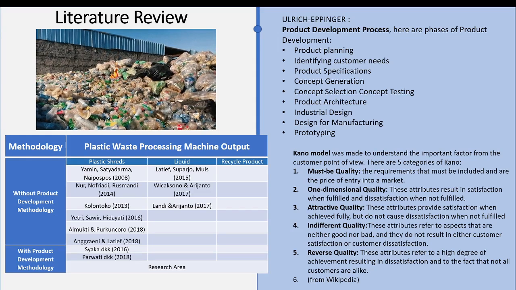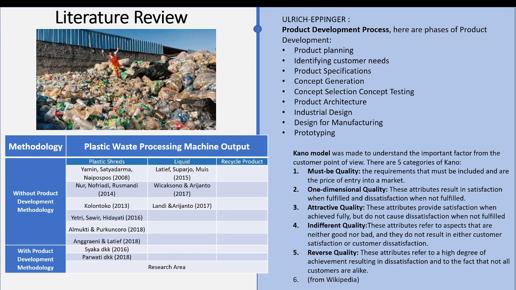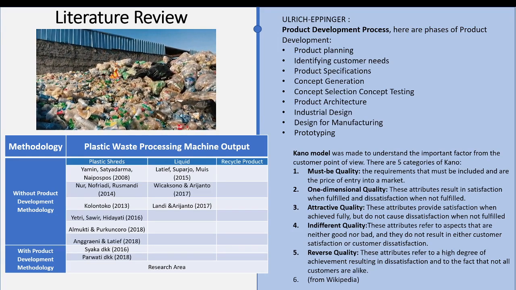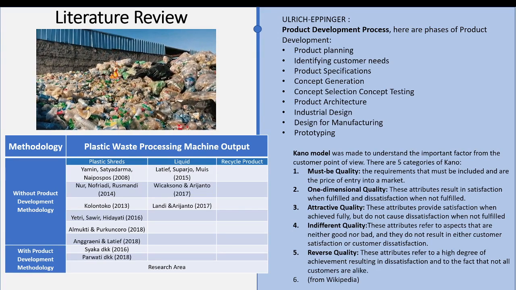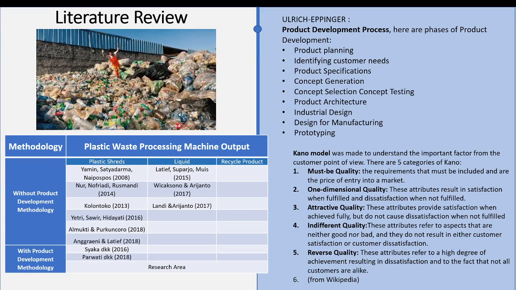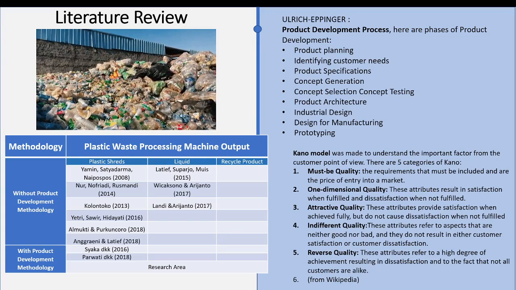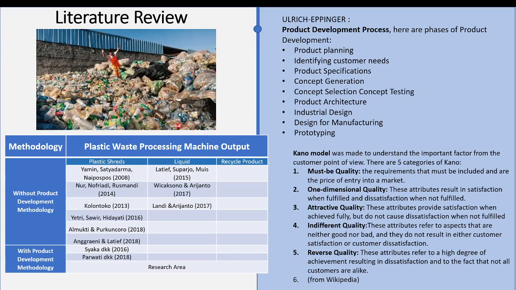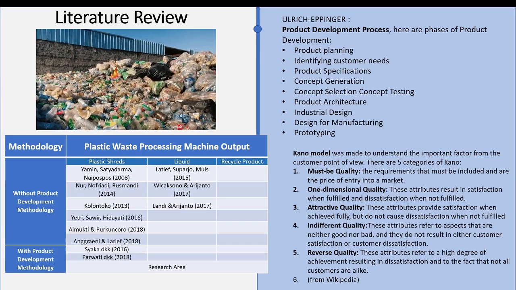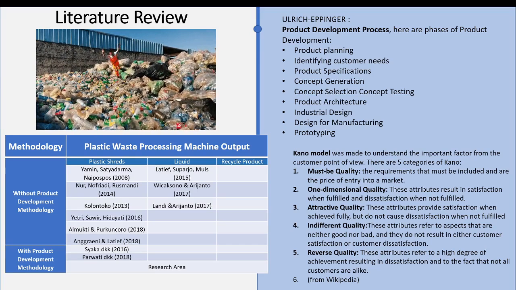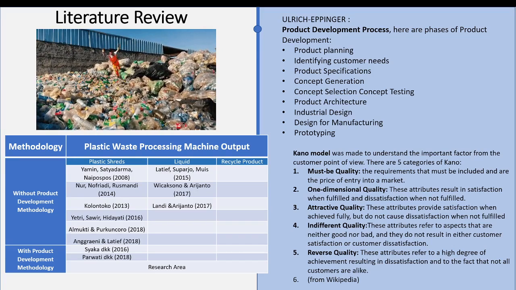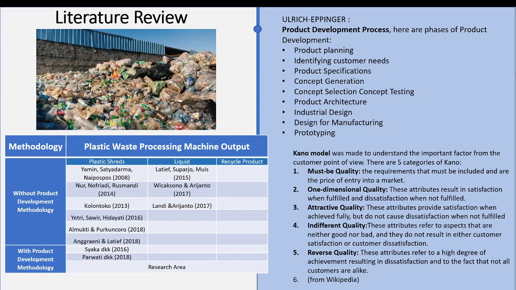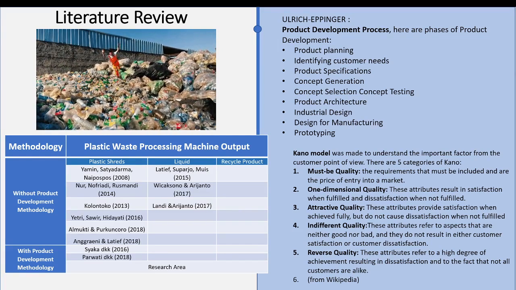Literature review. Mostly the methodology we use is from the Ulrich Eppinger product development process. These are the phases of product development: product planning, identifying customer need, product specification, concept generation, concept selection, concept testing, product architecture, industrial design, design for manufacturing, and prototyping. We also use the Kano model.